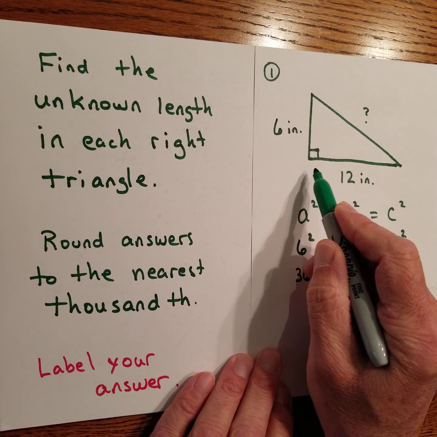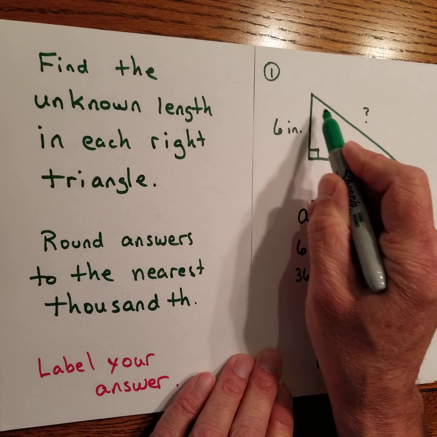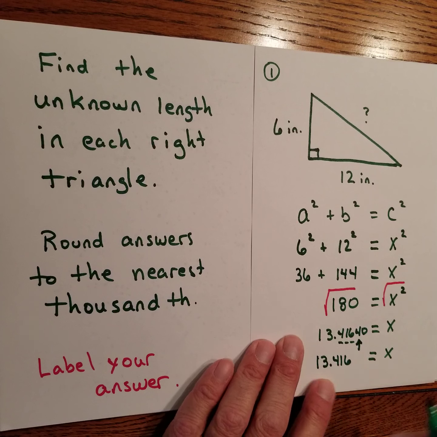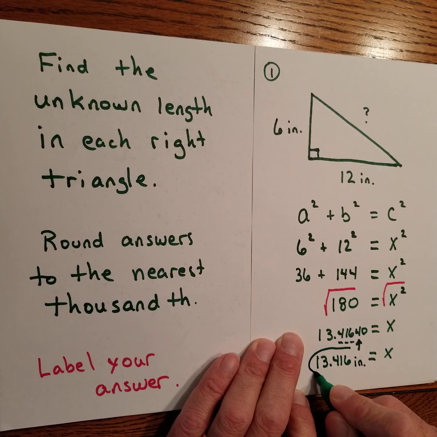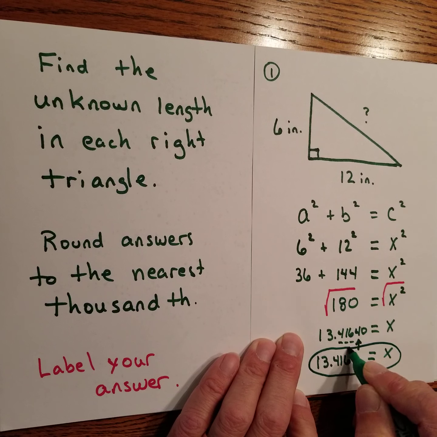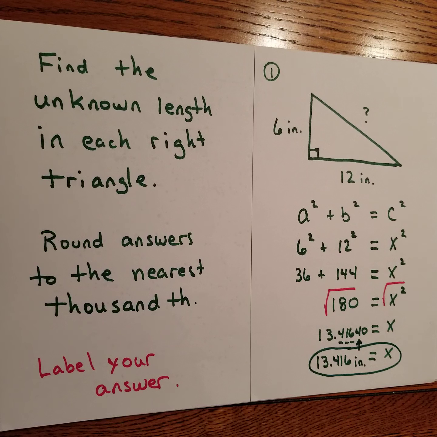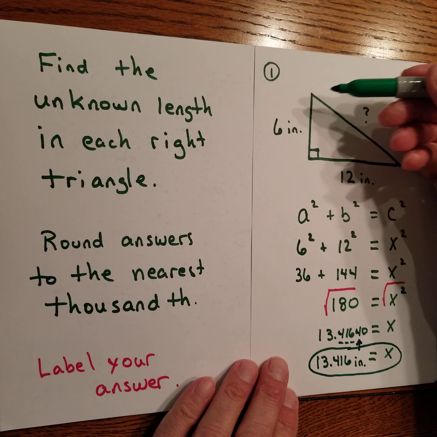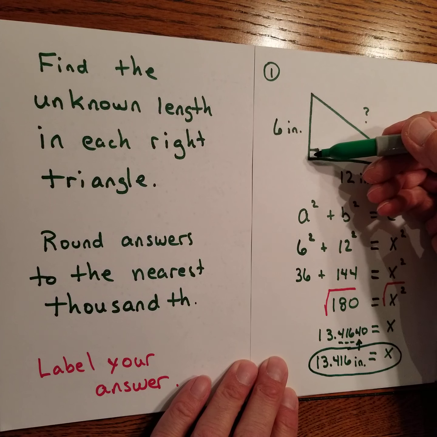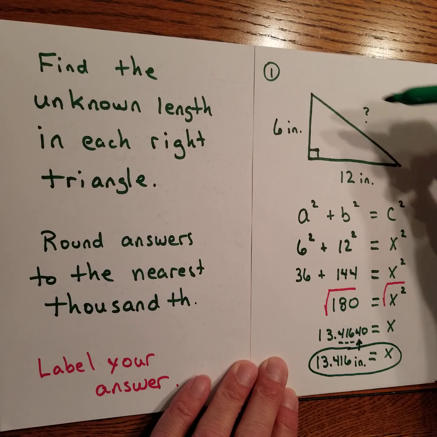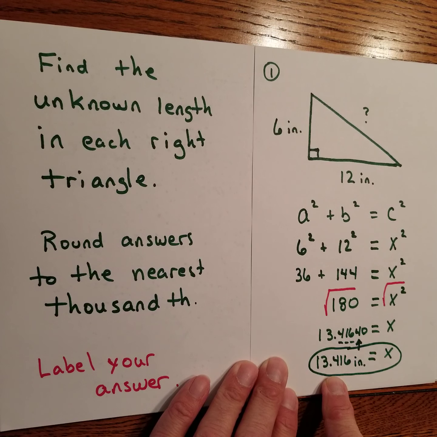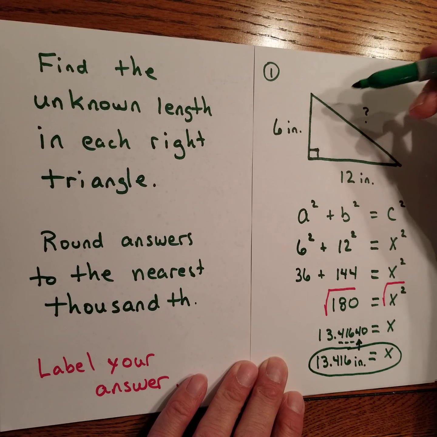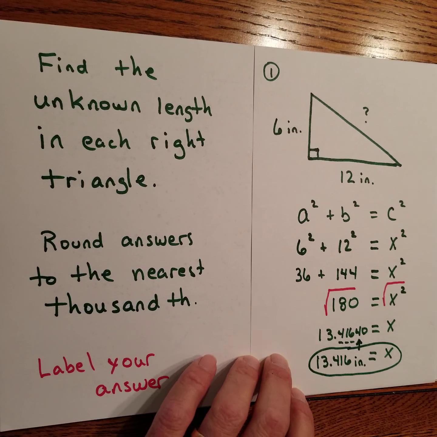Now label your answer. This was in inches, and this was in inches. So the missing side was 13.416 inches. Got it. Let's make sure it looks right. If this side was 6 inches, and this side is 12 inches, could the longest side of the triangle be 13.5 inches? 13.416, that certainly makes sense with that picture.